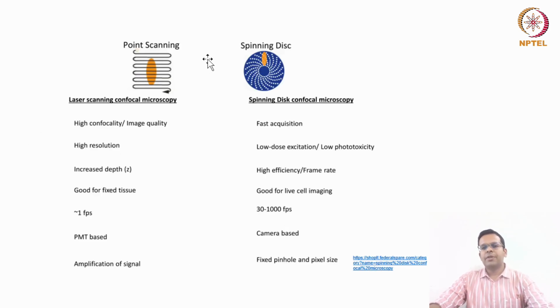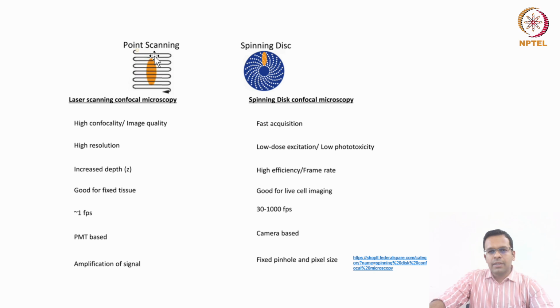So here are some differences between the point scanning confocal microscopy and the spinning disc confocal microscopy. This is known as laser scanning confocal microscopy, in which the image is scanned in this manner, whereas this is spinning disc confocal microscopy, where because of this disc, multiple points are illuminated and you will collect the information from multiple points, so your imaging will be faster.